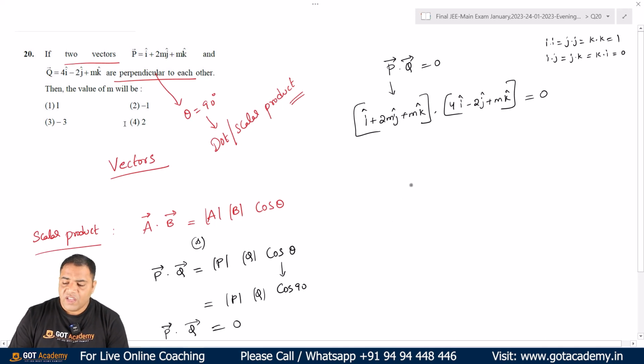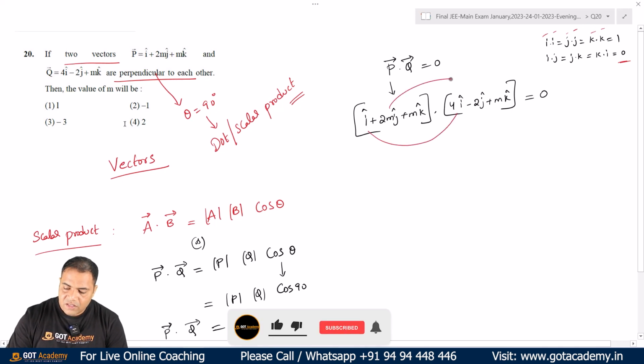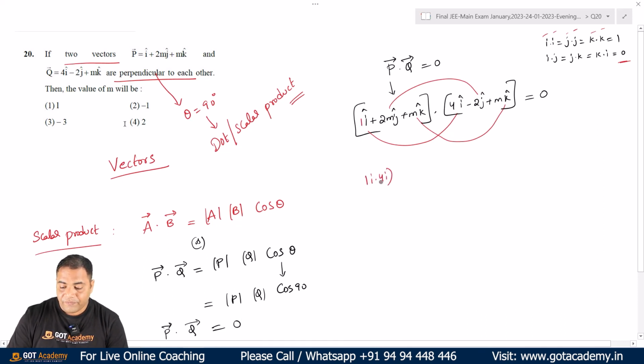So if I take other combinations like I, J and J, K, I am getting the answer 0, so there is no need of multiplying those. Directly multiply the same ones, that is I and I, J and J, K and K. Here these two are I and I, these two are J and J, and these two are K and K. So let us do that. 1I dot 4I, now 2m along J dot minus 2J, plus mK dot mK, which is equal to 0.